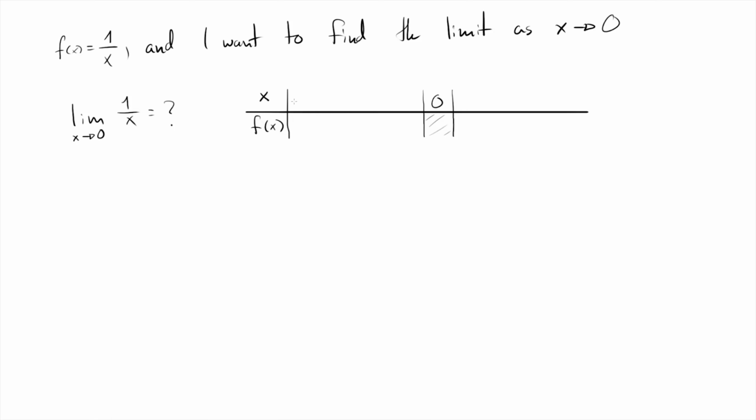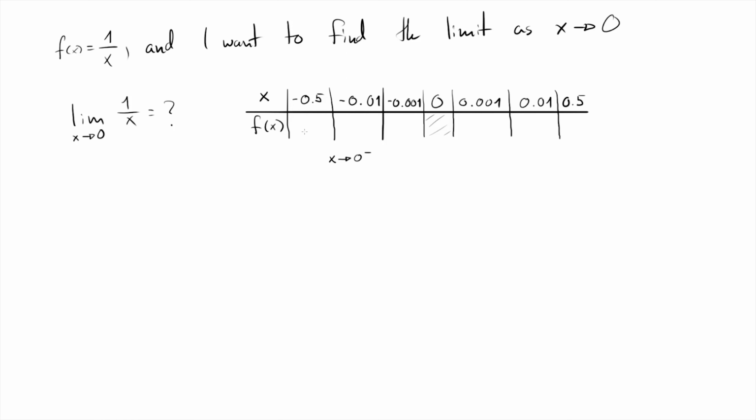So from the left-hand side, let's start with something like negative 0.5, and then maybe we'll work our way up to, let's say, negative 0.01, and then maybe negative 0.001. And we'll do the same thing on the right-hand side, right? So we'll start with positive 0.5, let's say, and then work our way up to positive 0.01. And finally, we'll do positive 0.001. And we'll see what values we get. So from the left-hand side, remember this is as x approaches 0 from the left-hand side.